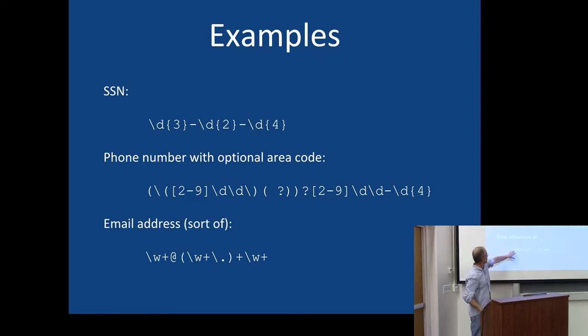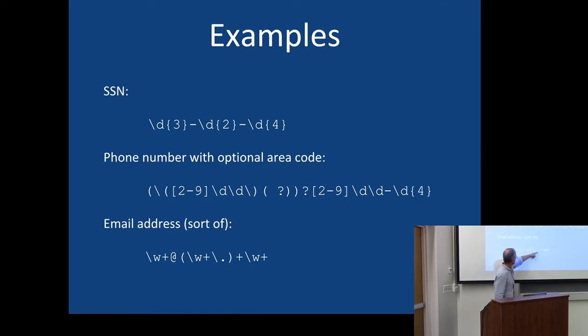Right? And this is sort of a sloppy attempt at an email address. So backslash W is what's called a word character. And a word character is roughly digits and letters. Punctuation is not word characters. White space are not word characters. So anyway, what's that say? Backslash W plus: one or more, a sequence of one or more word characters. So it'd be like the first part of an email address, and then an at sign.